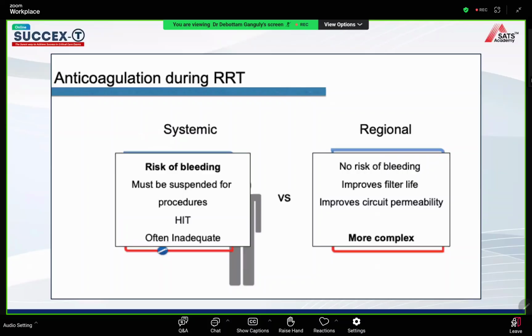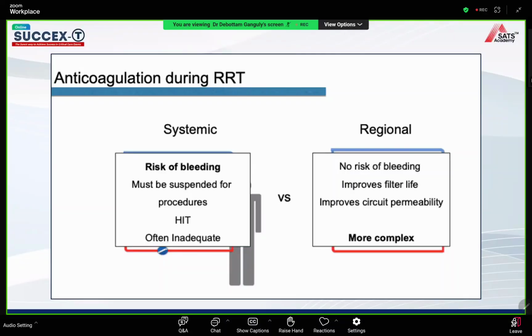So anticoagulation could be systemic or regional. In systemic, there is a risk of bleeding. Definitely, in a critically ill patient, in sepsis, septic shock, there is another side of the picture too, there is a hindrance of bleeding too. For CRRT, if we give systemic anticoagulant, there is more risk of bleeding. It must be suspended for procedures. We have to stop the anticoagulant for any procedure like tracheostomy. Heparin induced thrombocytopenia is a possibility, and it is often inadequate. That may not be adequate for our purpose.